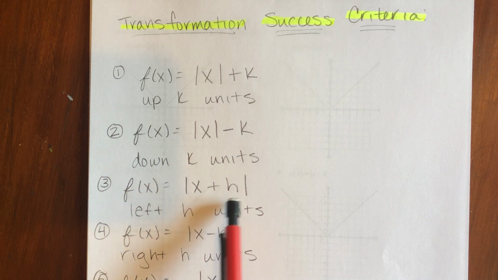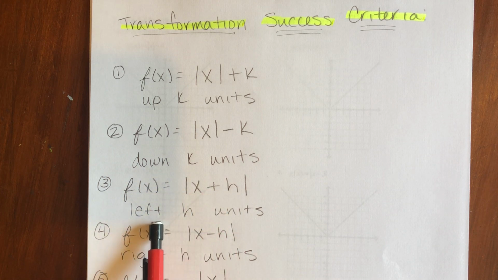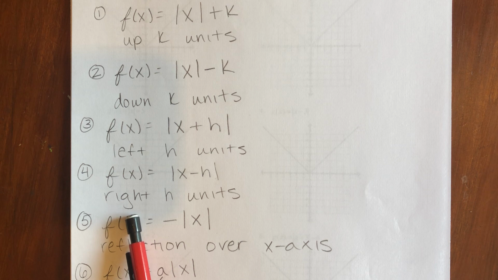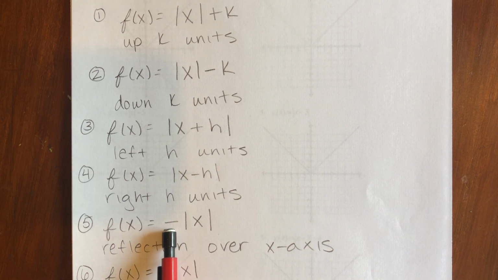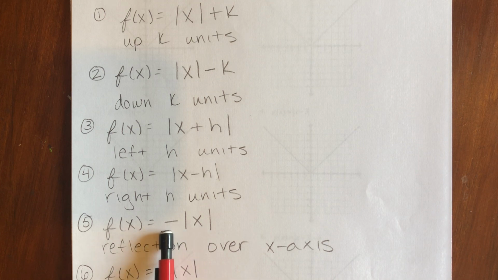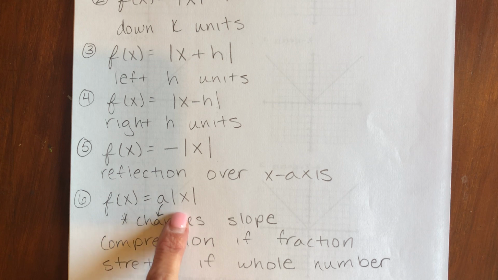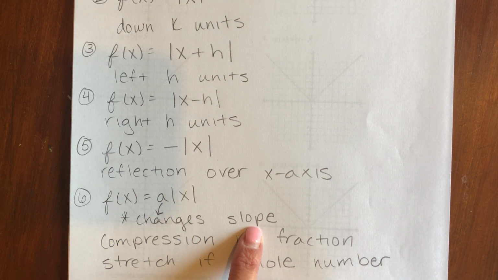If you're adding inside the absolute value, that moves it to the left h units. Subtracting inside the absolute value moves it to the right h units. You have a reflection over the x-axis if there's a negative out in front of the absolute value. And if there's a number in front of the absolute value, that is going to change the slope.